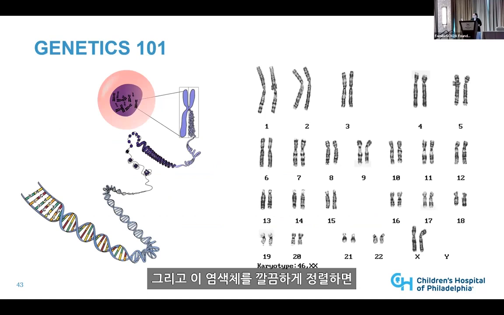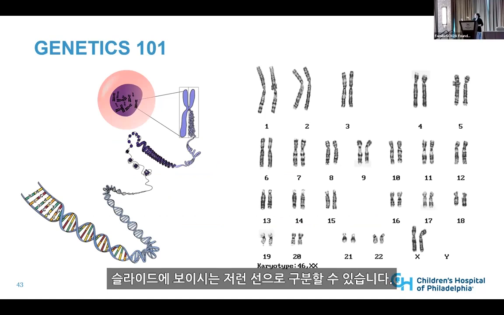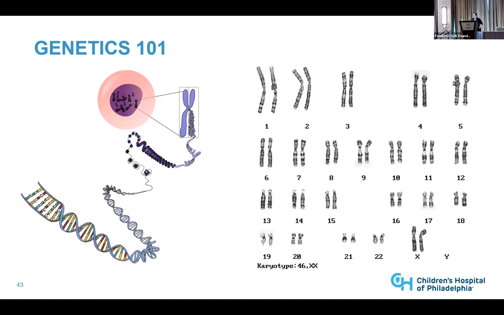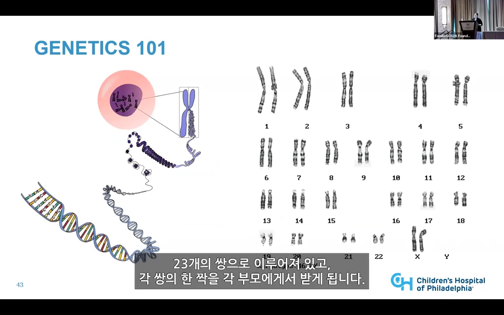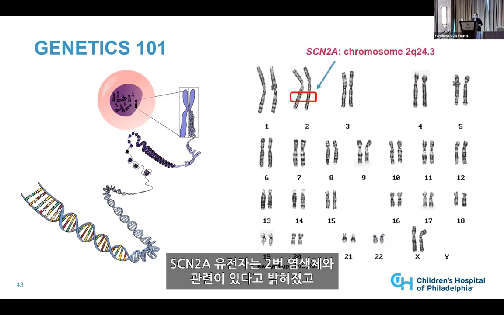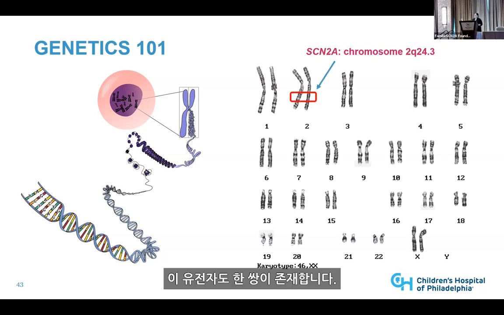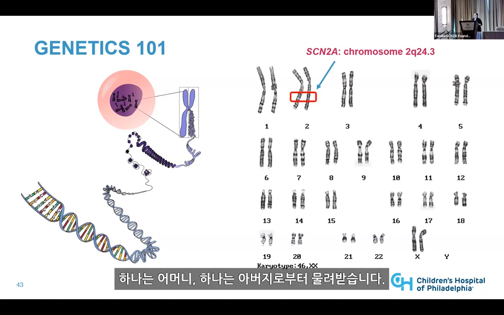And these chromosomes, which you can see if we neatly align them and put them together, are these lines on the slide. We have 46 in total, 23 pairs, with one from each pair coming from each parent. And we know that the SCN2A gene specifically is on chromosome 2. And again, there are 2 copies of this gene in each individual, one coming from mom and one coming from dad.